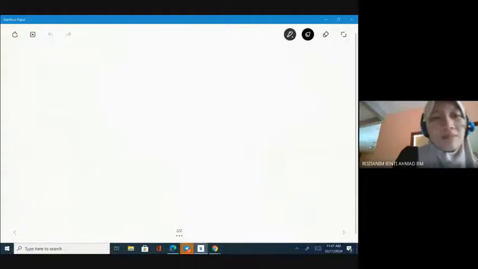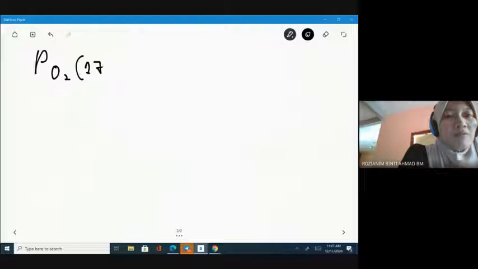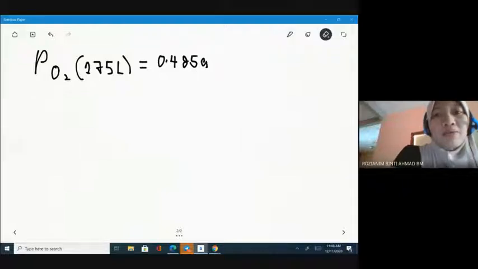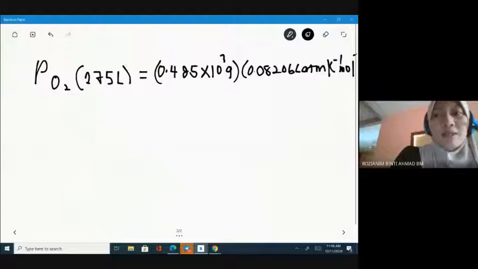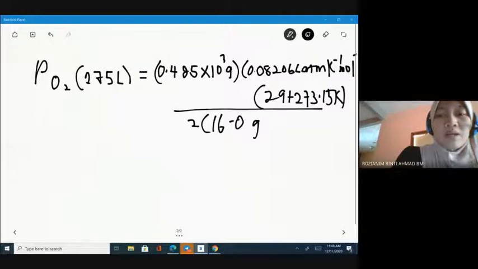Okay, so the calculation step must be pressure of oxygen times volume 275 liters equals the mass of oxygen, 0.485 times 10 to the power of 3 gram because the data is given in kilogram, times the R constant 0.08206 liter atm per Kelvin per mole, and lastly times the temperature 29 plus 273.15 Kelvin, over the molar mass, which is 2 times 16.0 gram per mole.